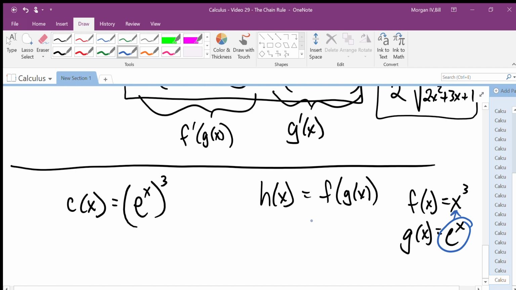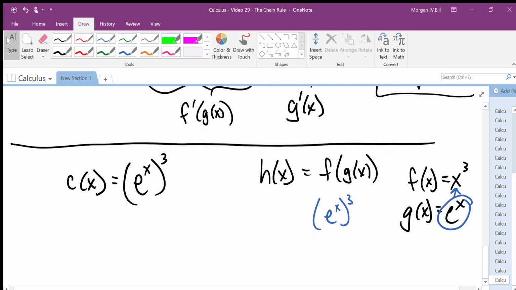And so we get e to the x to the power of third, with the e to the x going in and replacing the x. So now that I have this, the outside function being f of x equals x cubed, the derivative of that, right, we're thinking, again, I'm going to erase, I'm going to put a blob, I'm going to come back.